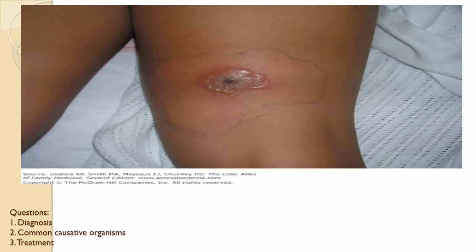This patient is a 3-year-old brought by the mom, who complained of multiple lesions on the leg with a crusty yellow exudate. So what is your diagnosis, the causative organisms, and the treatment that you would institute on this patient?